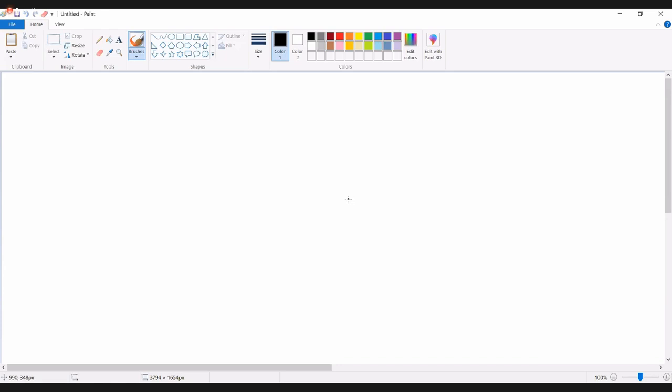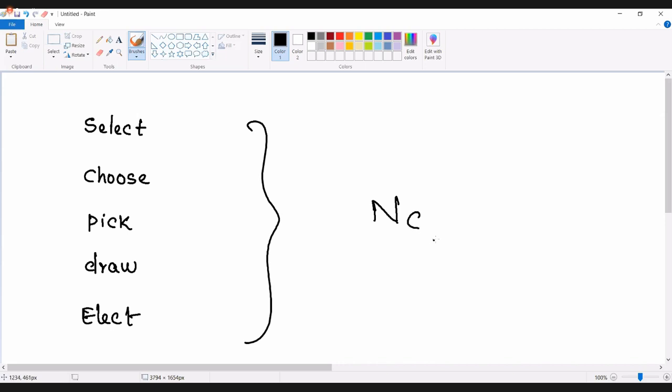So how can questions be expected under combination? Wherever you come across keywords such as select, choose, pick, draw or elect, all these indicate that the question is from the concept of combinations. Whenever you come across these keywords, realize that the question is from combinations. Then you can use the combination formula nCr and proceed with the solution.